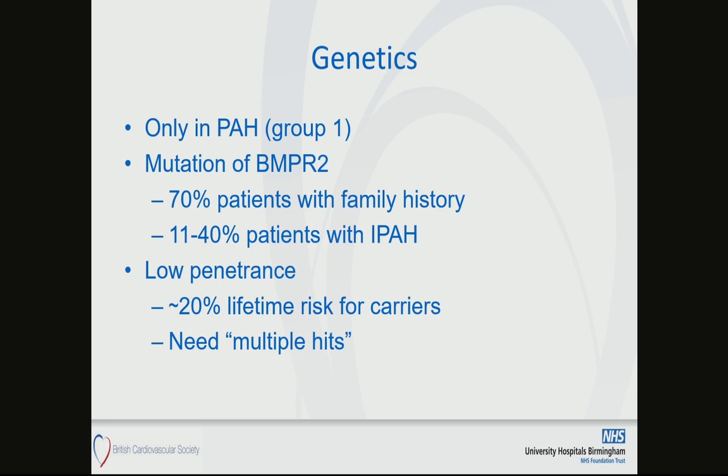Genetics, only really relevant in your group 1, your pulmonary arterial hypertension. There's a mutation of the BMPR2, so that's your bone morphogenic protein receptor. And there's also some abnormalities with your SMAD gene as well. And you find these mutations in 70% of the patients who have got a family history of pulmonary hypertension, so about up to 40% of patients with idiopathic. It's a really low penetrance. So actually, if you're a carrier, you've still got a low chance of developing it, so about 20% chance, and you probably need multiple hits, so maybe you've got a coincidental ASD or some other condition can develop it.